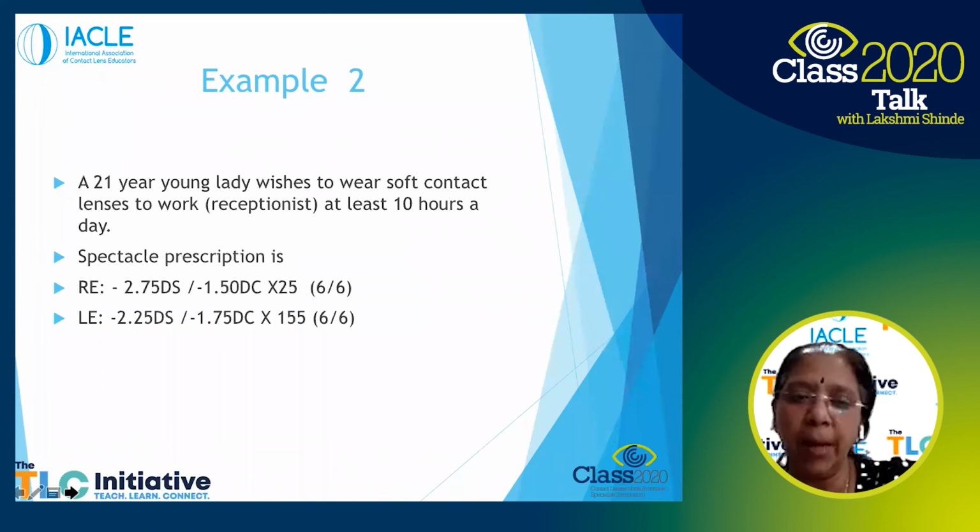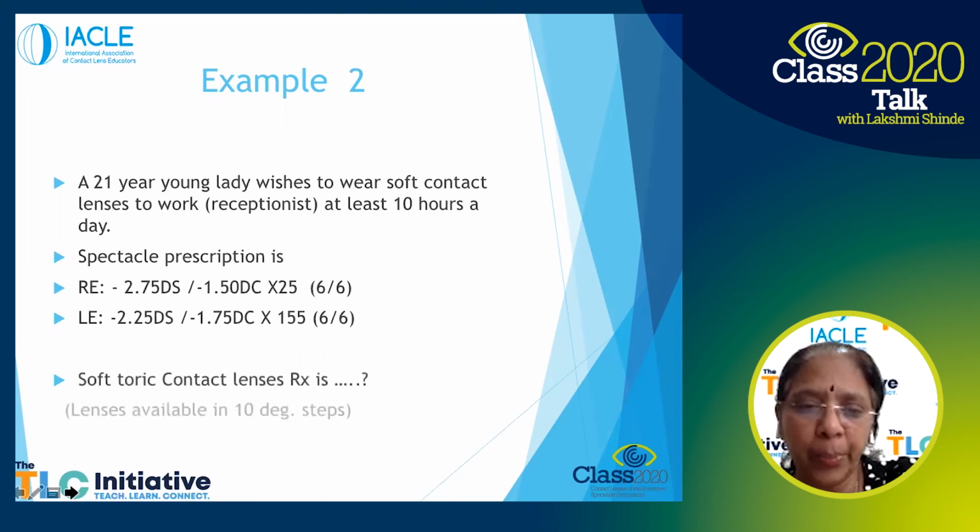This is just an example I thought we can use to actually show the spectacle prescription. So I'll just give a couple of seconds for you to register what the spectacle prescription is. And so if the lens is available in just 10-degree steps, what would you prescribe in terms of the right and left lens?